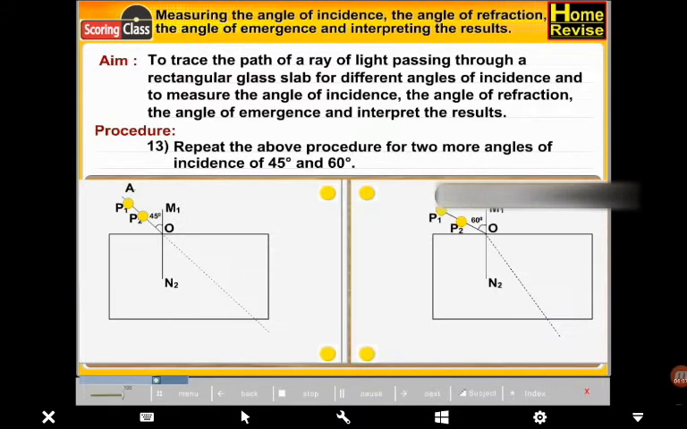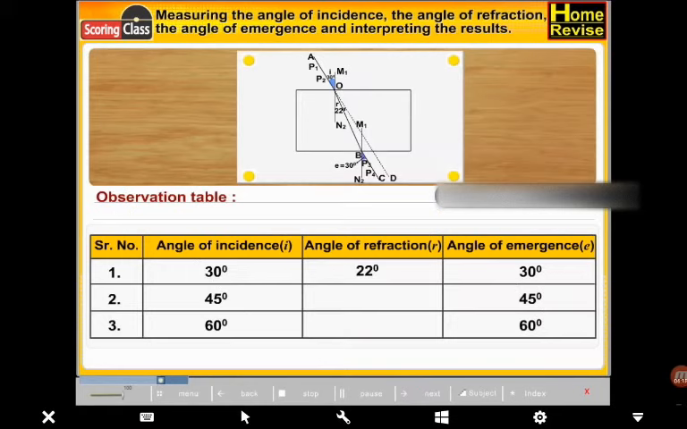Repeat the above procedure for two more angles of incidence, 45 degrees and 60 degrees. Now here is the observation table, with columns serial number, angle of incidence i, angle of refraction r, and angle of emergence e.